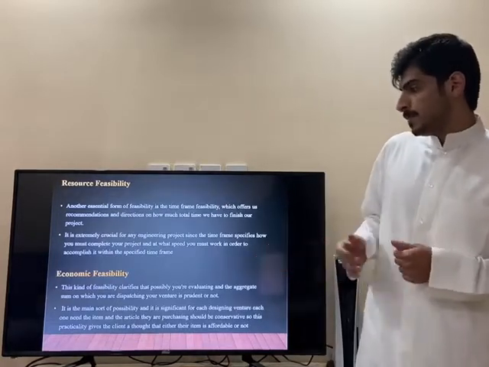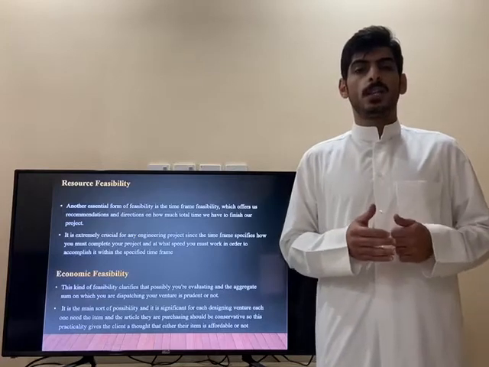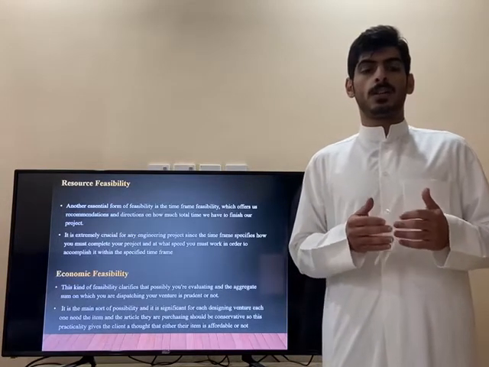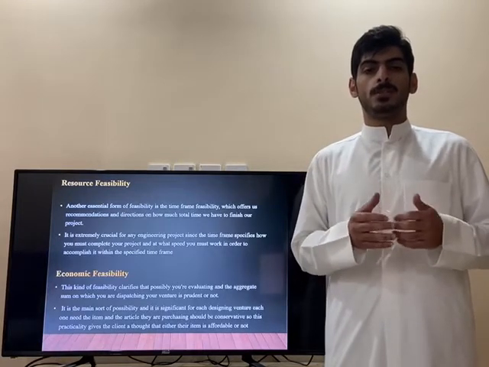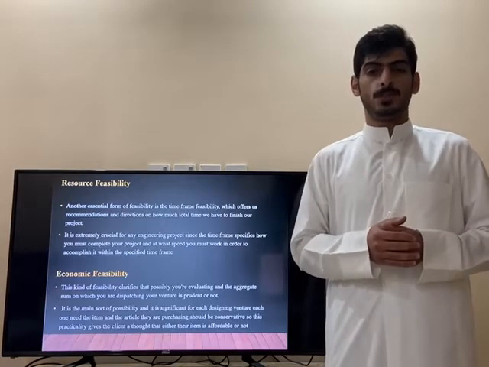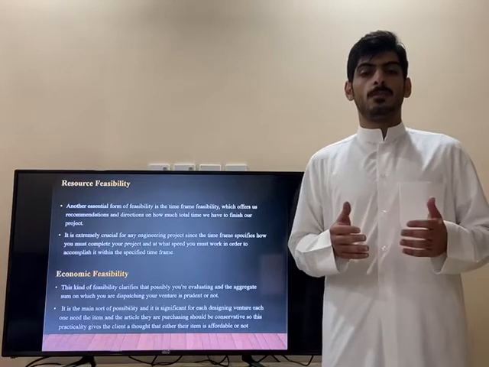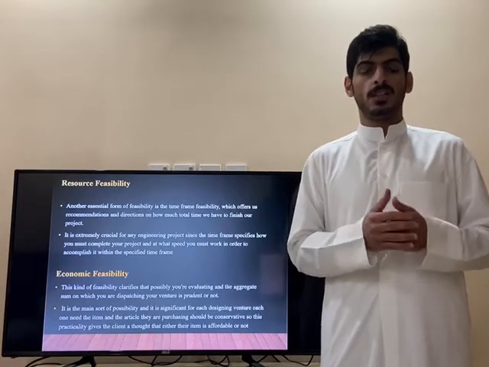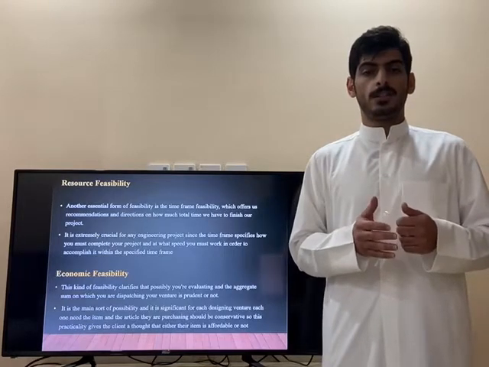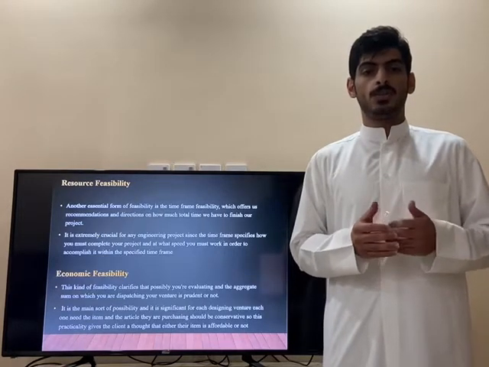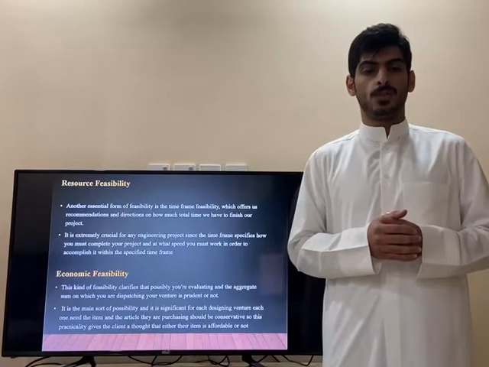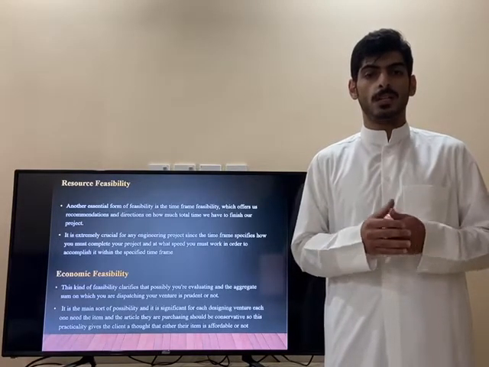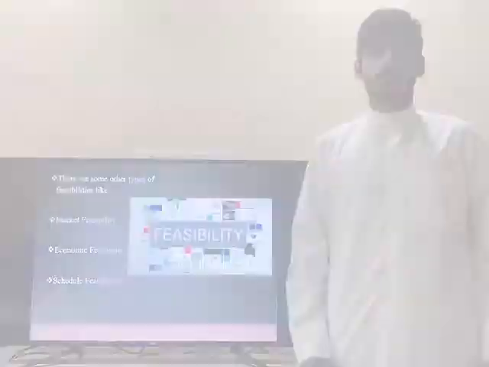Economic feasibility. This kind of feasibility clarifies whether the total sum on which you are launching your venture is prudent or not. It is the main source of viability and is significant for each engineering venture. Everyone needs the item they are purchasing to be economical, so this feasibility gives the client an idea whether their item is affordable or not.